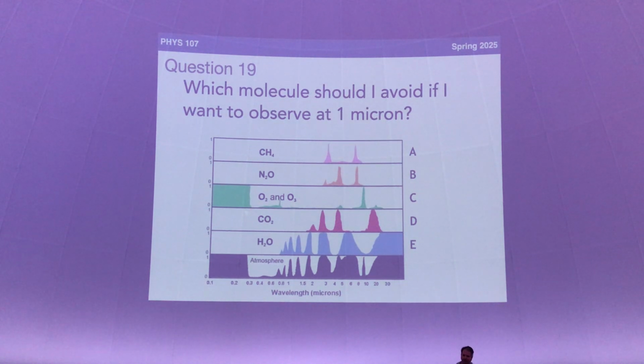Which molecule should I avoid if I want to observe at 1 micron? So look, 1 micron is here. Which molecule should I not want to be around? 1, 2, 3.